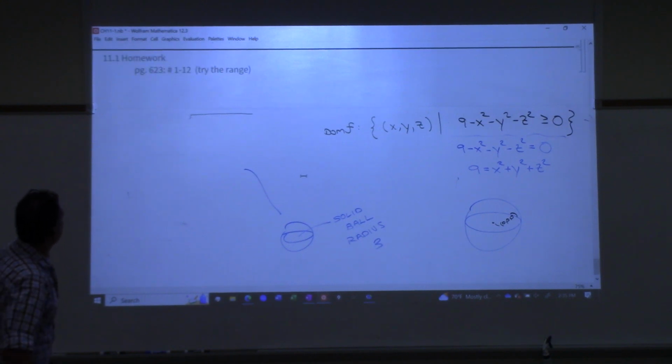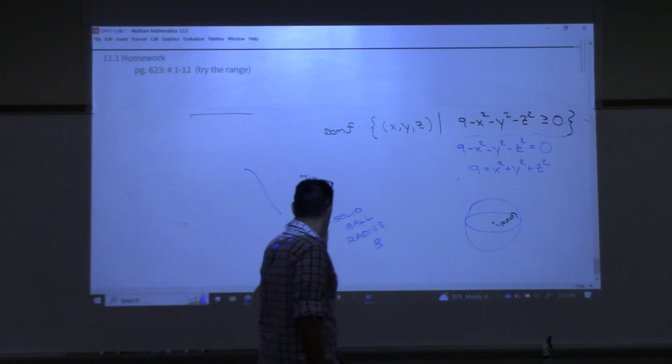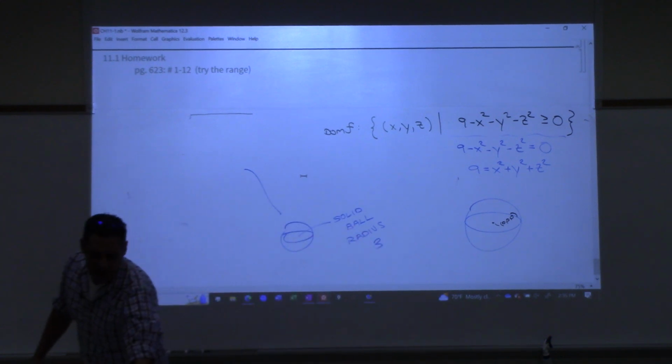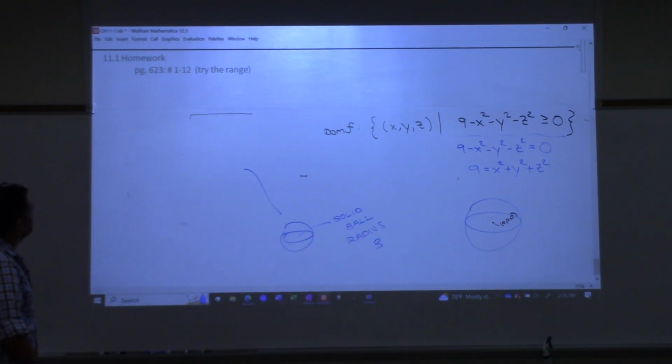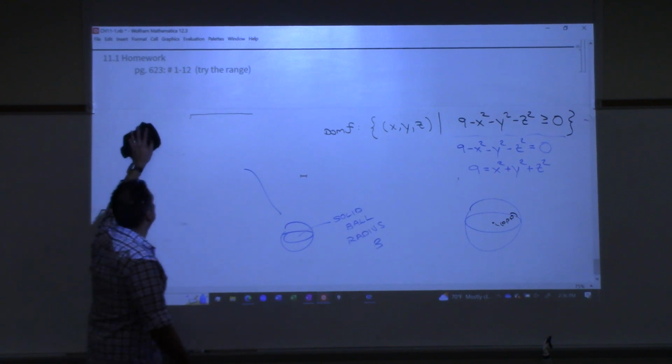So that's it. 1 through 12 in the homework. I want you to try to see if you can do the range. I mean, if you can't, don't worry about it. Use a computer. The range is just the outputs, the z values.